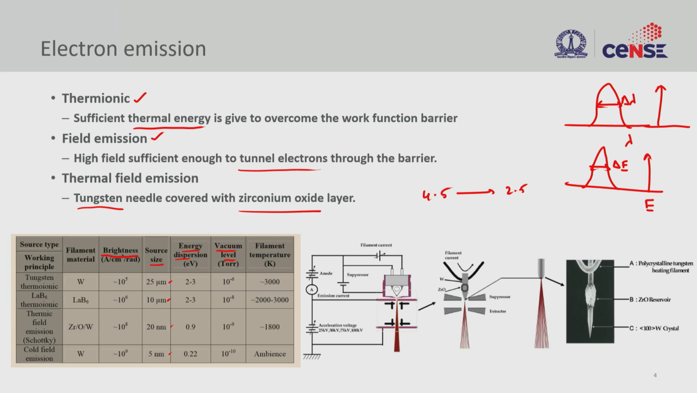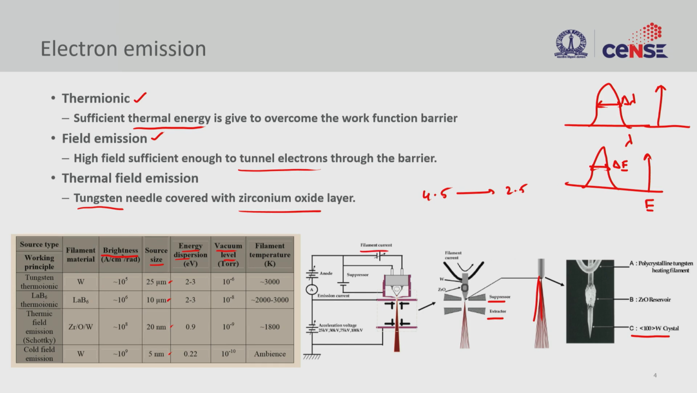On the bottom right, you have a typical configuration of an electron source, where you have the tungsten crystal sitting there and emitting your electrons, and this emission is mediated through the extractor and then the suppressor. This is just to focus the beam, and then you have the whole circuitry here.